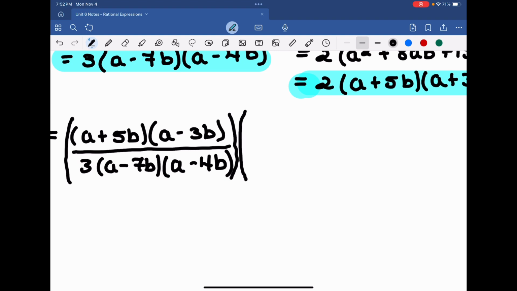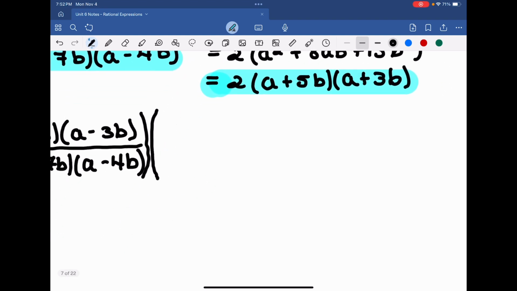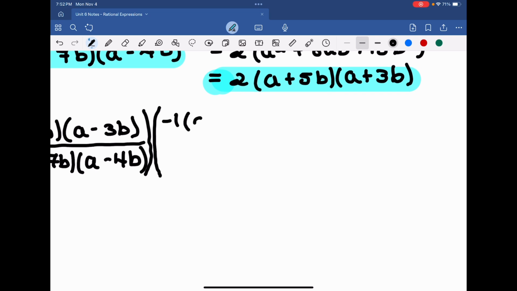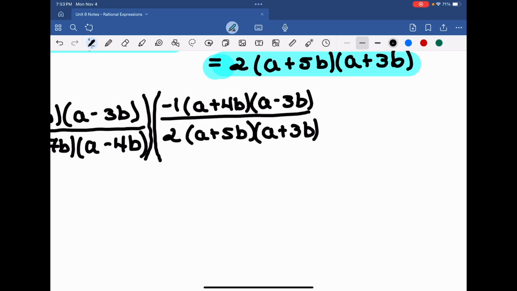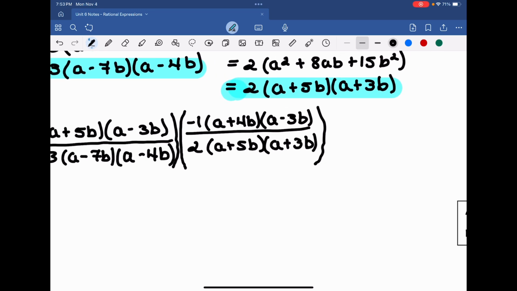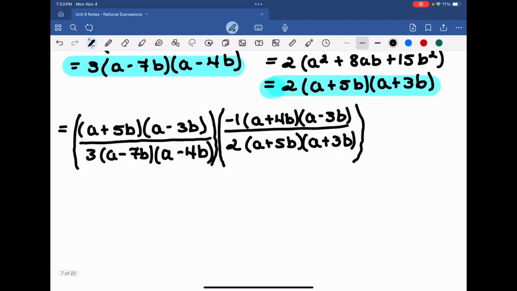And I'm going to put a big bracket around all of this to indicate that this was our first given fraction. Our second fraction started off with negative 1, a plus 4b, close the bracket, a minus 3b. Just to double check it's a minus, I'm going to scroll up a little bit. Yep. Divided by, in the denominator, this is 2 times a plus 5b, and then a plus 3b. Close the bracket. There we go. So here it is all put together. Now, whoa, this is a lot.